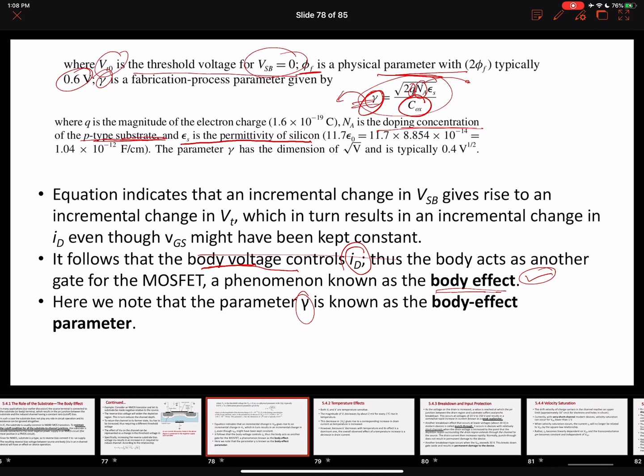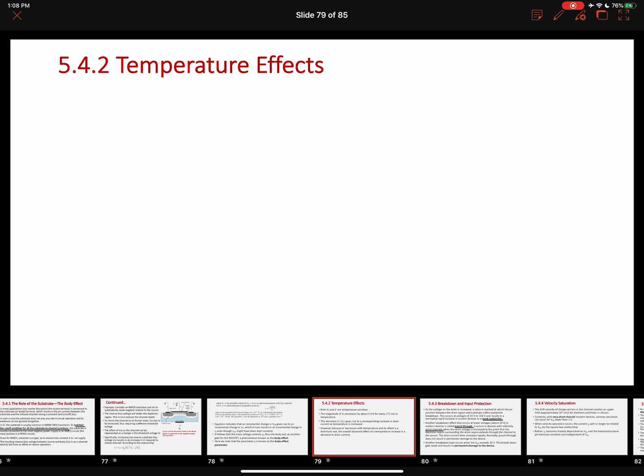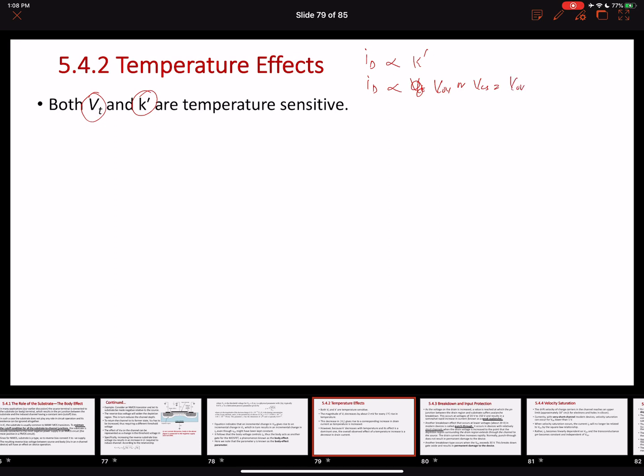Okay, now we are going to very quickly talk about a few other concepts. Temperature: we are going to see the effect of temperature on the MOS operation. Both VT, the threshold value, and the K dash are temperature sensitive, right? And we know that our drain current is directly proportional to the K dash, and it is also dependent on the threshold value. Essentially, it is proportional to the VOV, which is VGS minus VT.